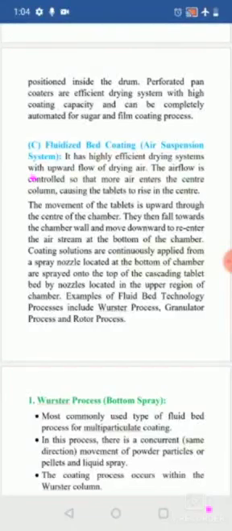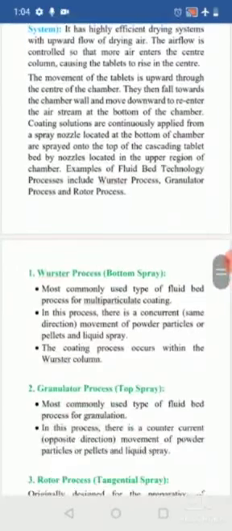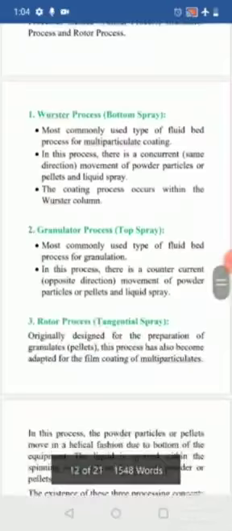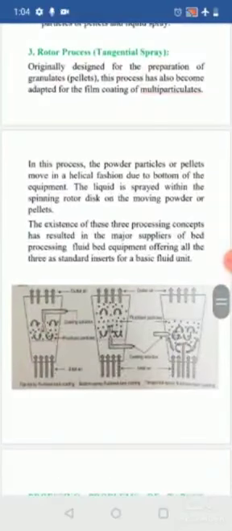When we come to the examples of this type of fluidized bed technology, they are the Wurster process, the granulator process, and the rotor process. Coming to the Wurster process, that is also known as the bottom spray. Here you are going to spray both the air and the coating solution from the bottom. Hence it is known as the bottom spray fluidized dryer, or the Wurster process.